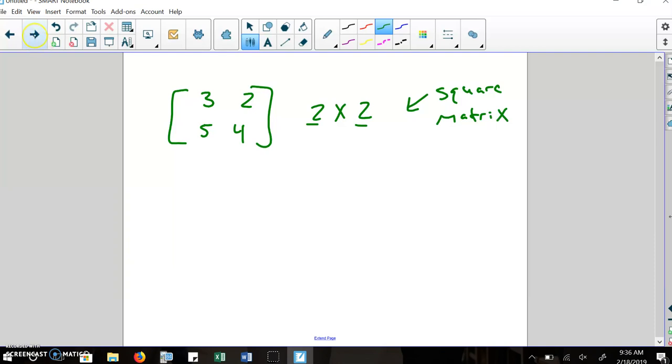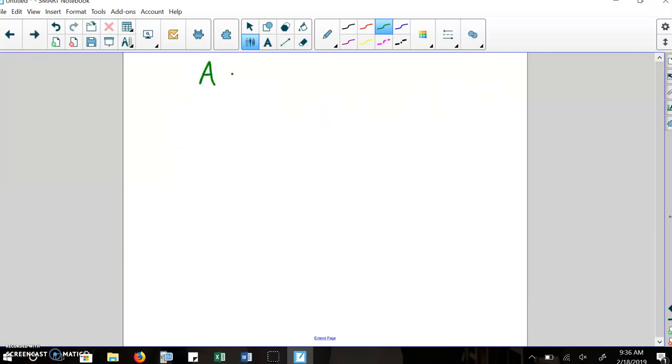Okay, so let's go ahead and jump into a little bit. Let's start out with the easy stuff: adding and subtracting.